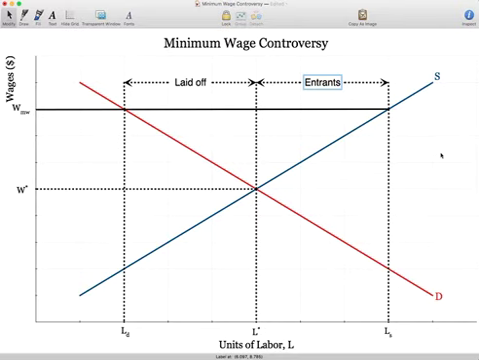So make sure you realize that the argument and the controversy of this is that some economists will assert that the institution of a minimum wage will cause unemployment, and that there are two components of the unemployment that is caused. The people who are laid off, who used to work and are no longer working, and the individuals who enter into the labor market because the wage rate has increased, but they are unable to find employment at that higher wage rate.